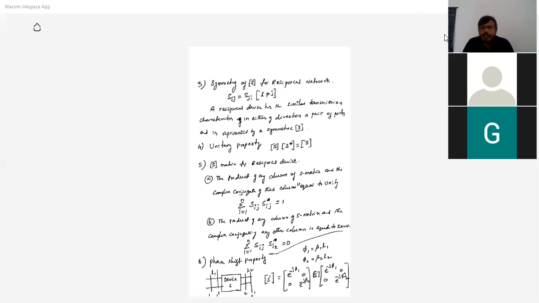Then the phase shift property. If there is a phase shift, that means there is a shift of the device, the microwave component, from one plane to another plane. So in the new plane, the S matrix is like this. There is a phase shift in the propagation constant, you can say. So e power j beta 1, 0, 0, e power minus j beta 2, into S, into e power j beta 1, 0, 0, e power minus j beta 2.